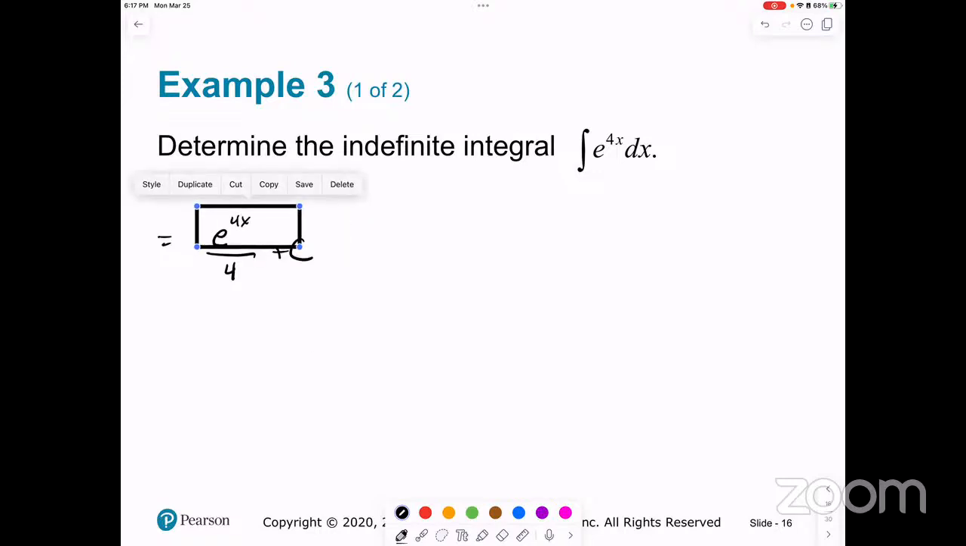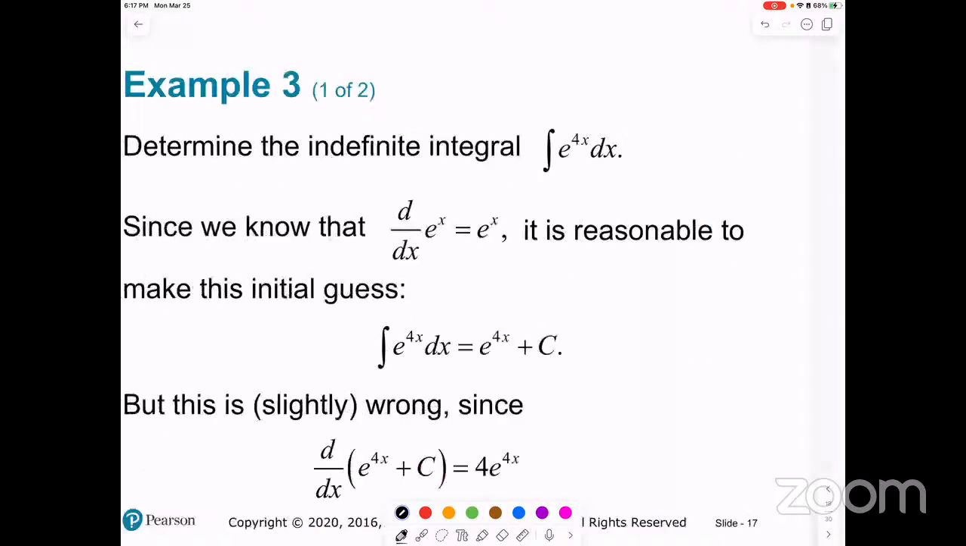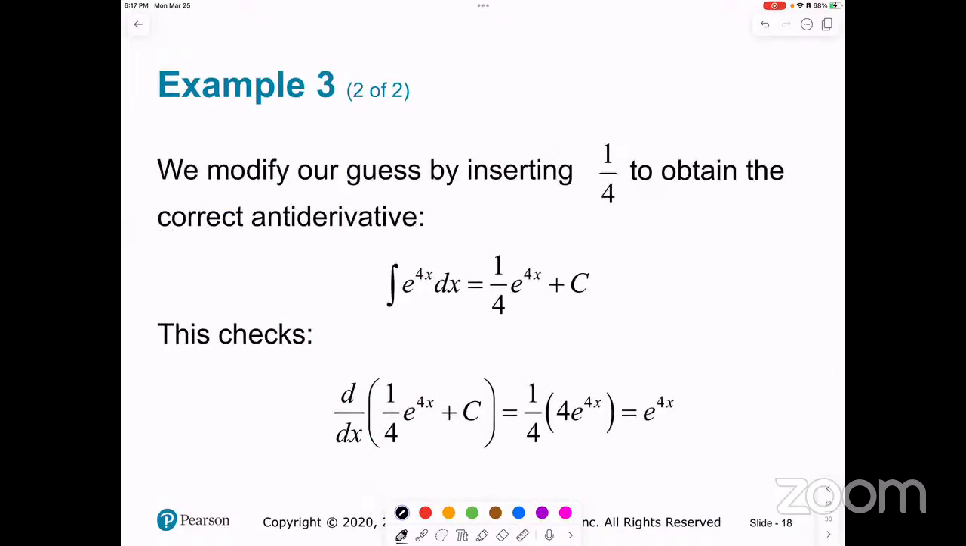And again, just check by taking the derivative. So e, yeah, there it is. Let me kind of read. So I want you to see this.